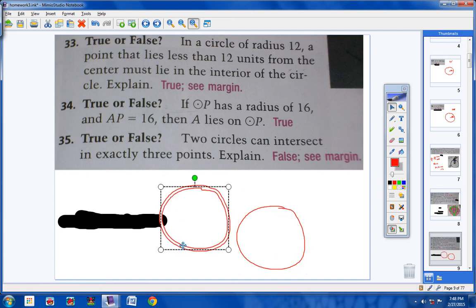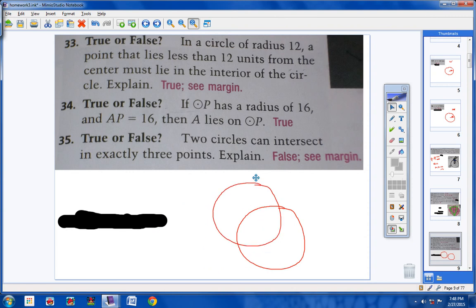If I have two circles like this, and this circle here falls right on top of this circle here, then they coincide and they intersect infinite times. But you can never get a circle to intersect 3 or 4 or 5 times. They're either going to intersect not at all, or once, or twice, or infinite times. No, they cannot intersect at exactly 3 points. No, that is not true.